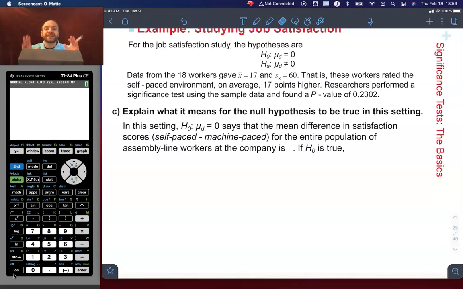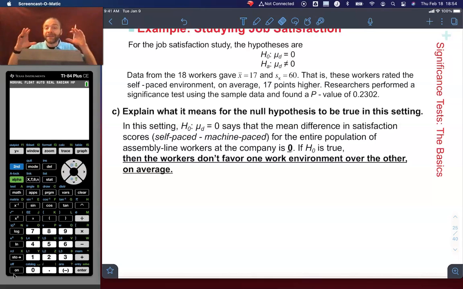Alright, so explain what it means for the null hypothesis to be true in this setting. And so in this setting, if your null hypothesis mu sub d equals 0, that means the mean difference in satisfaction scores, self-paced minus machine-paced, for the entire population of assembly line workers is 0. And that means if the null is true, that workers do not favor one work environment over another. That's what your null hypothesis means. There is no difference. D means difference. There is no difference in how they favor the work environment. The workers don't favor one environment over another.